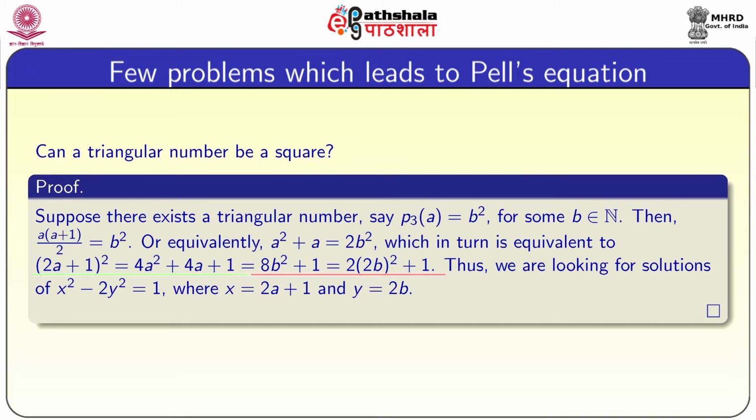That means, by simplifying A square plus A equal to 2B square, we can write it as 2A plus 1 whole square equal to 8B square plus 1, or 8B square plus 1 can also be written as 2 into 2B square plus 1. Hence, we are looking for the solutions of x square minus 2y square equal to 1, where x equal to 2A plus 1 and y equal to 2B. That means, in order to find which triangle numbers are square, we end up with the equation x square minus 2y square equal to 1, a Pell's equation.